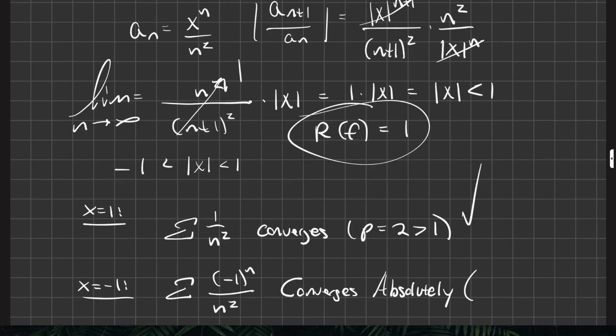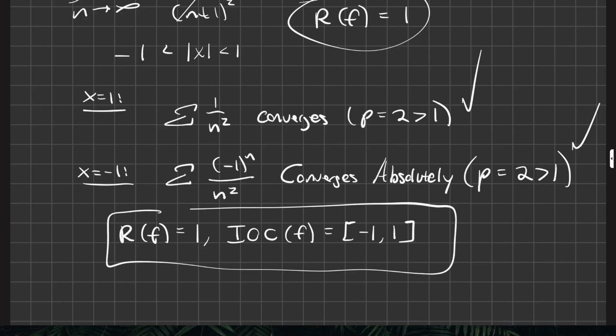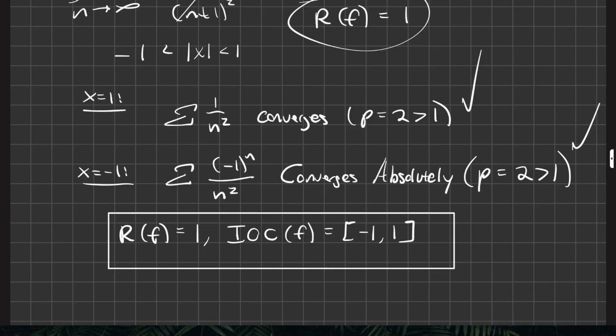Again, when we do the absolute convergence test, we would use the P series argument here. So both of our endpoints converge. So the radius for f is 1. And the interval of convergence for f, I'll write it like this, is -1 to 1 included. Okay, so that's the first part of the problem done. Pretty simple. They already gave us the power series, so we're just looking at the ratio test.